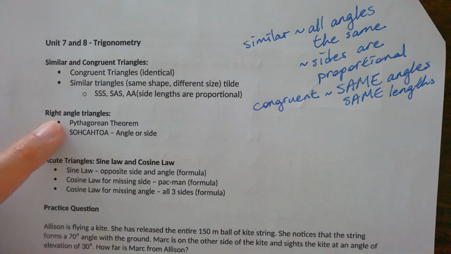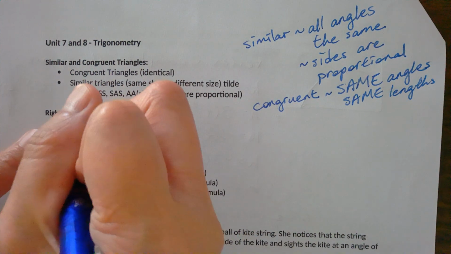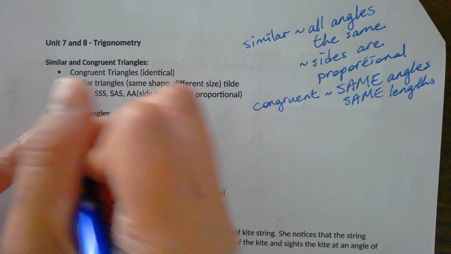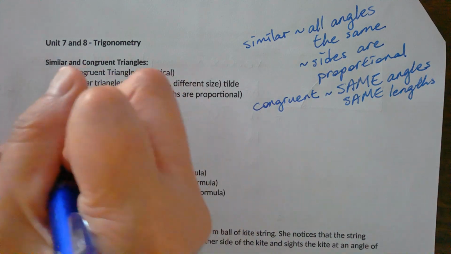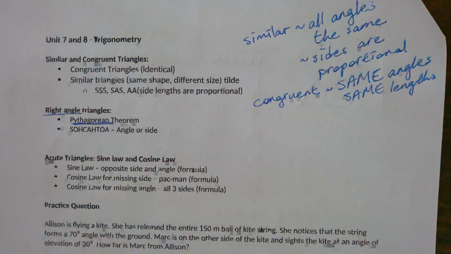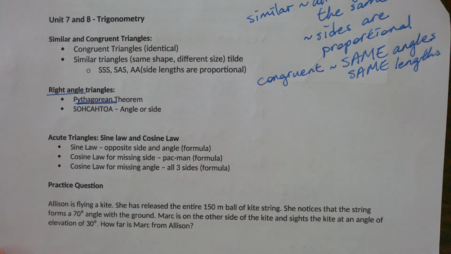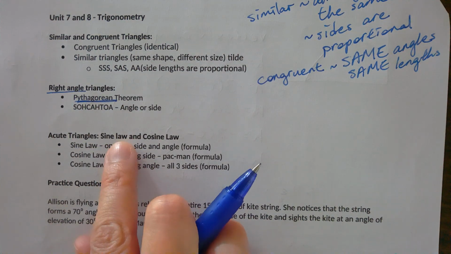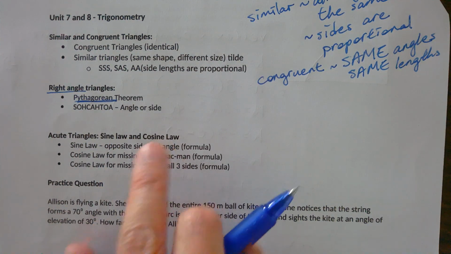Right angle triangle. You can only do Pythagorean theorem on right angle triangles. You cannot do Pythagorean theorem just because you see any type of triangle. And SOHCAHTOA is also based on right triangles. So keep that in mind. What if it's not a right angle triangle? Then that's when we do sine law and cosine law.